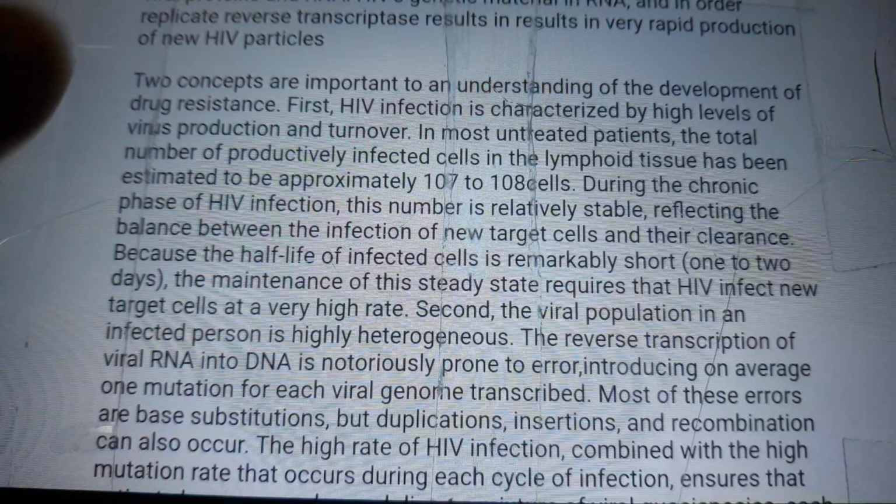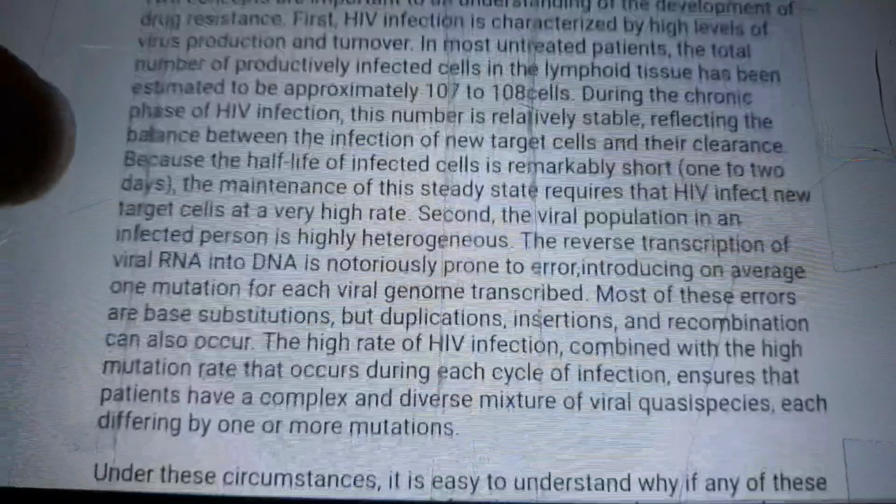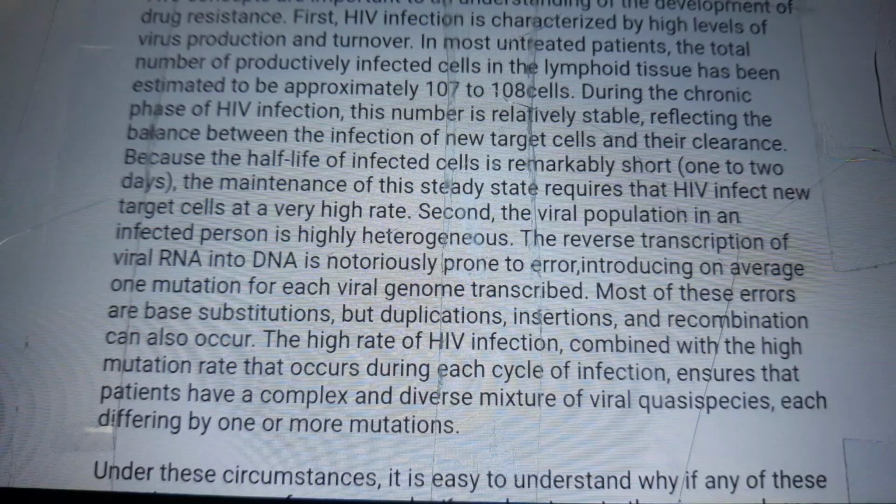HIV infects CD4 lymphocytes and hijacks the cell's machinery to create viral proteins and RNA. HIV's genetic material is RNA, and in order to replicate, reverse transcriptase results in very rapid production of new HIV particles. Two concepts are important to understanding the development of drug resistance. First, HIV infection is characterized by high levels of virus production and turnover.